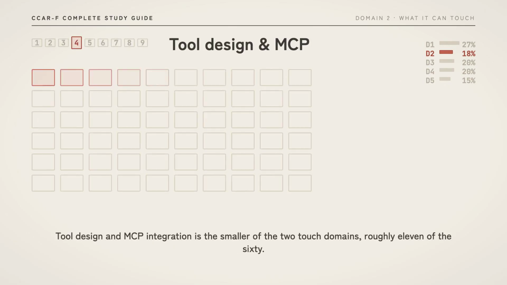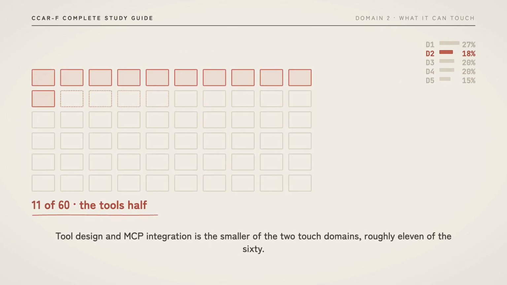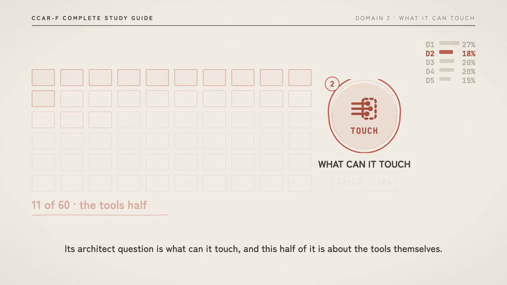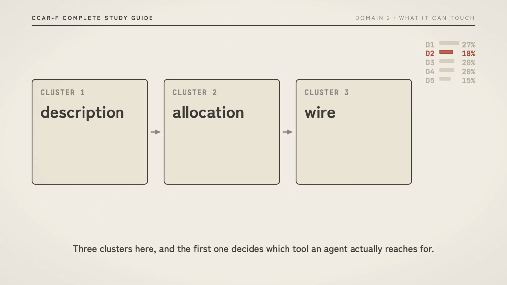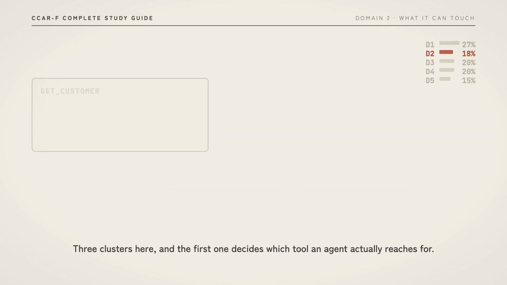Tool design and MCP integration is the smaller of the 2 touch domains, roughly 11 of the 60. Its architect question is what can it touch, and this half of it is about the tools themselves. 3 clusters here, and the first one decides which tool an agent actually reaches for.